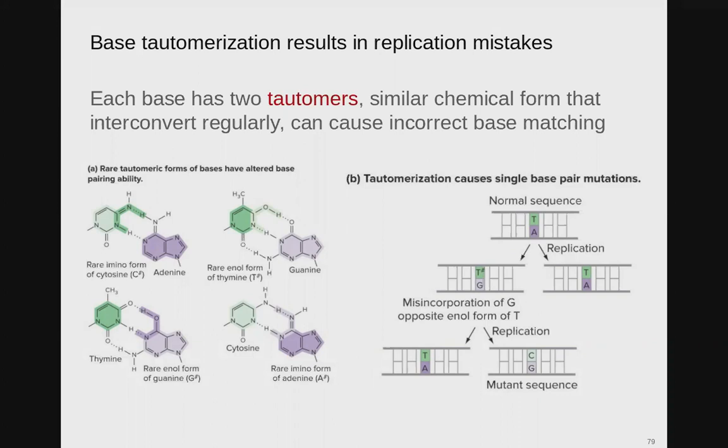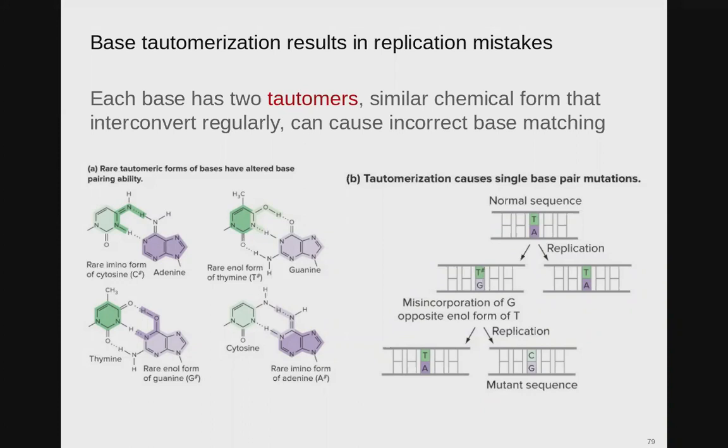Now, let's look at what this looks like. Now, we have this rare tautomer base. We have adenine here, guanine here, right? Guanine should bind to C, adenine should bind to T. But you see that adenine here has this rare form that looks like this. Thymine has this rare form that looks like this. Guanine has this rare form that looks like this. Adenine has this rare form that looks like this. And thymine has this rare form that looks like this, which causes them to have the capacity to hydrogen bond.